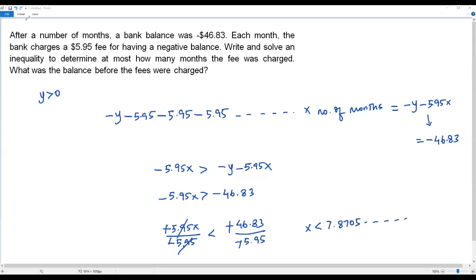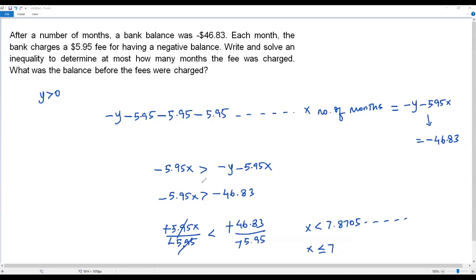Actually, x represents the number of months. The question targets the number of complete months, so x has to be an integer. So now we just have to consider the first integer which is less than this value. If you mark 7.8705 on a number line, the first integer less than 7.87 is clearly 7. So x can take the value 7, because 7 is less than 7.8705. So x can be any integer less than or equal to 7, and clearly the maximum value of x is 7.